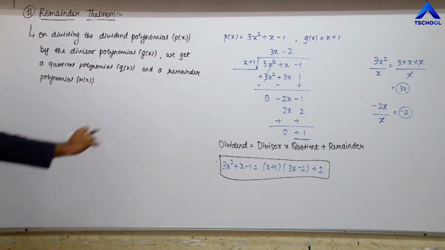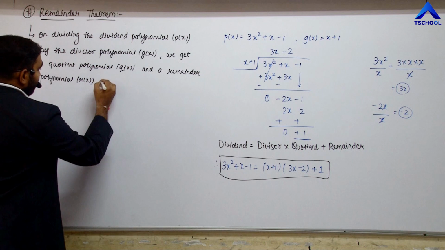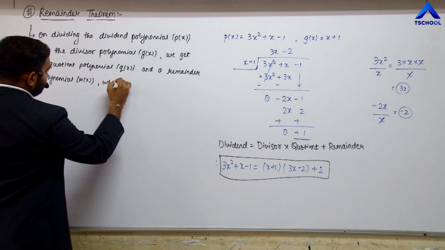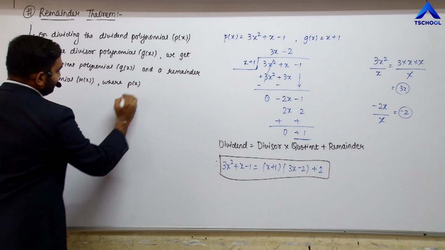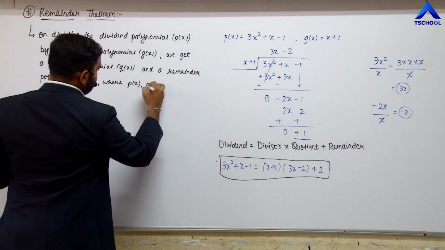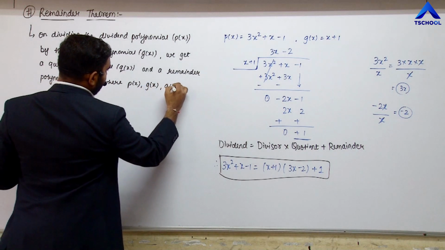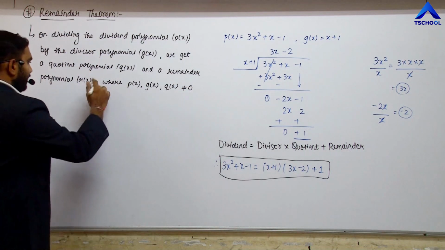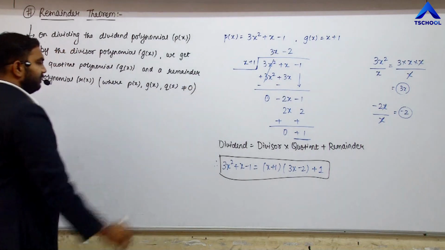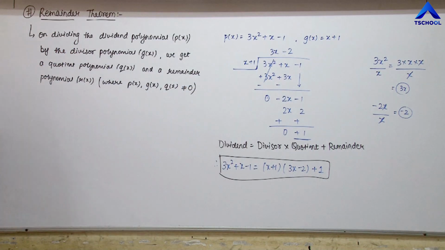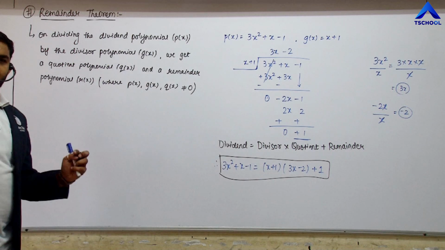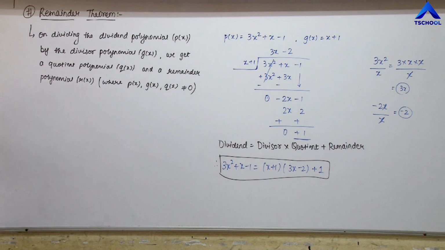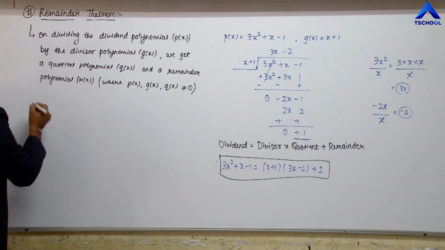be 0. That means you can simply write where p of x, g of x and q of x are all non-zero, right? You can write where p of x, g of x and q of x are all non-zero. That means they will never be 0 or a constant polynomial, but the remainder can or cannot be a 0 or a constant polynomial.